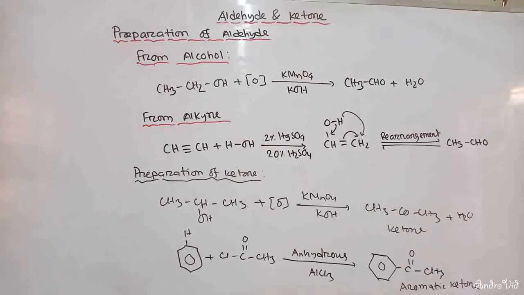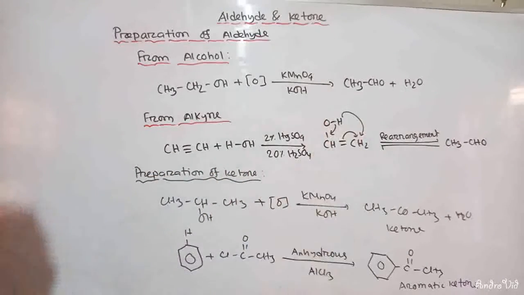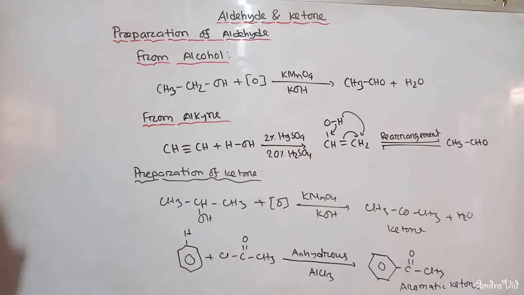Now the second process, from alkyne. This is basically a water addition reaction also, you can say. First you have to use 2% mercuric sulfate and 20% sulfuric acid, then water will be added to this compound, and by this way this type of compound will be produced. This compound is called an enol type compound, and after the rearrangement of the enol, it will be converted to aldehyde.